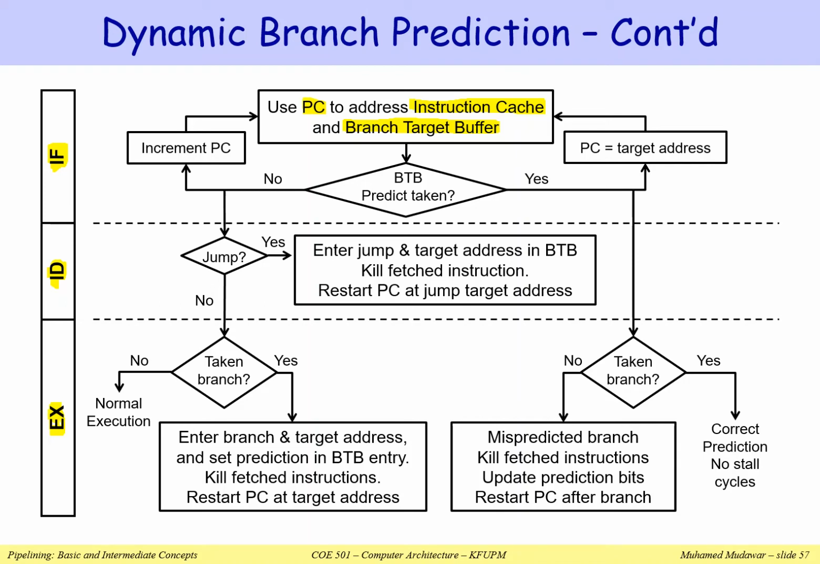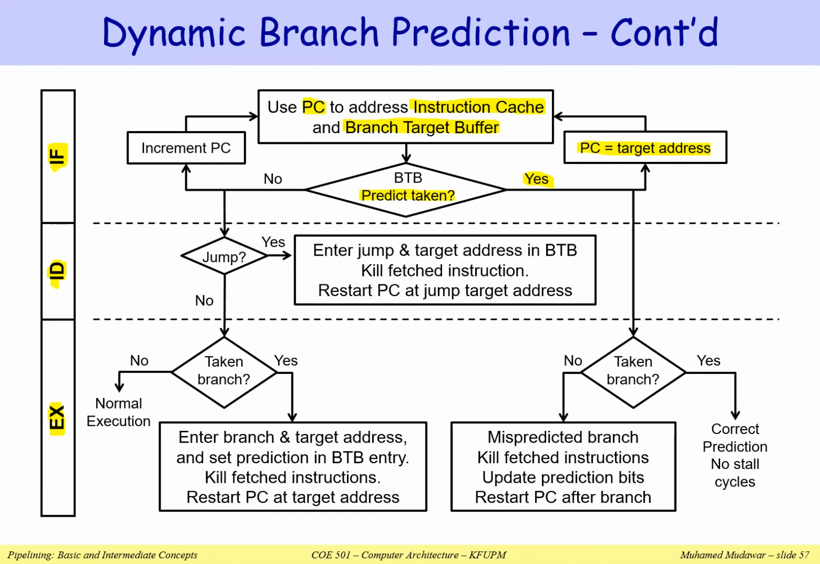Now, in the case of the branch target buffer, either we can have a hit or we can have a miss. If we have a hit, it means that we have an entry in the branch target buffer. Now, if this entry is predicted to be taken, so here we check if there is predict taken. Either we have yes or we have no. Yes means that we have found an entry in the branch target buffer which is predicted to be taken. So the branch will be taken, and therefore the PC becomes the target address, and this is done with zero delay in the first stage of the pipeline.